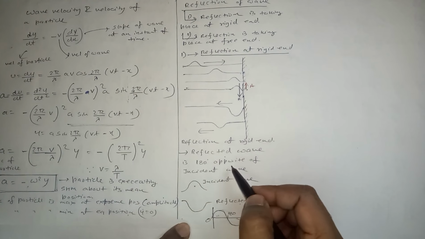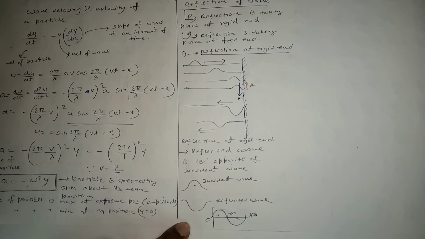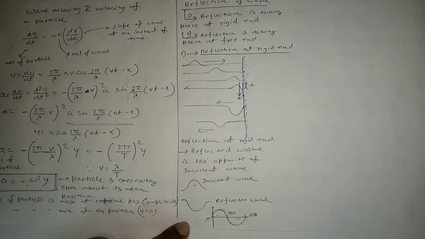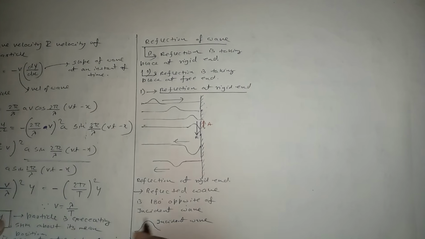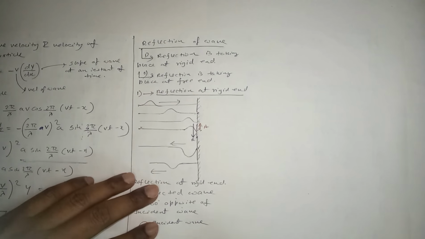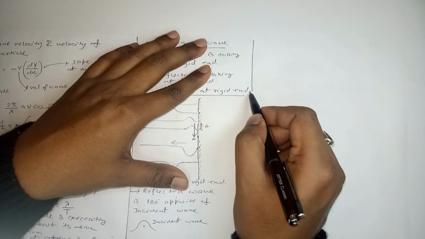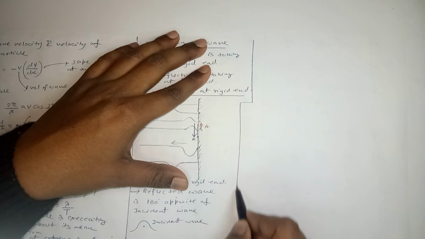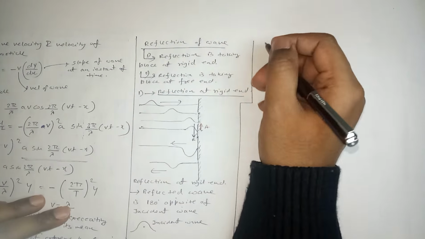So the reflected wave is 180-degree opposite of the incident wave. Or it can also be said that the reflected wave is in opposite phase to the incident wave. 180-degree opposite, or pi radians. Now let's take the next topic. The reflection is now taking place at a free end.